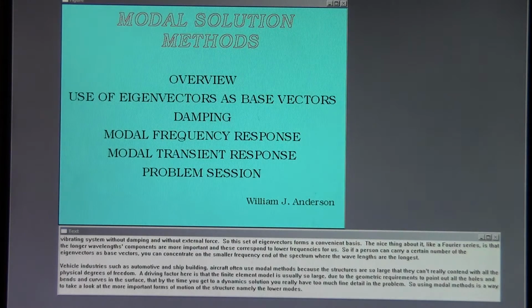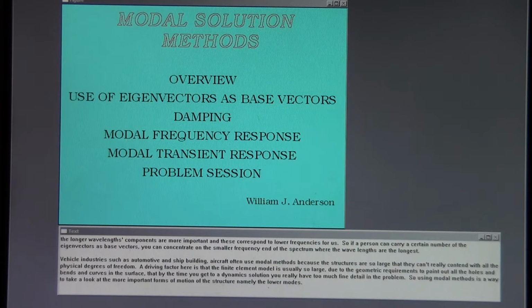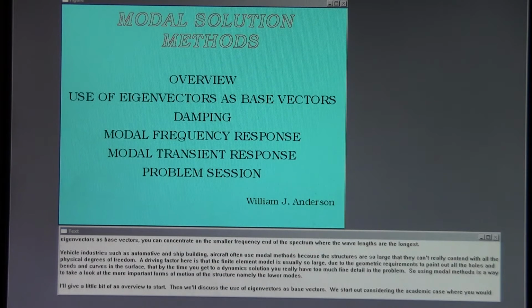The nice thing about it, like a Fourier series, is that the longer wavelength components are more important, and these correspond to lower frequencies for us. So if a person can carry a certain number of the eigenvectors as base vectors, you can concentrate on the smaller frequency end of the spectrum where the wavelengths are the longest.